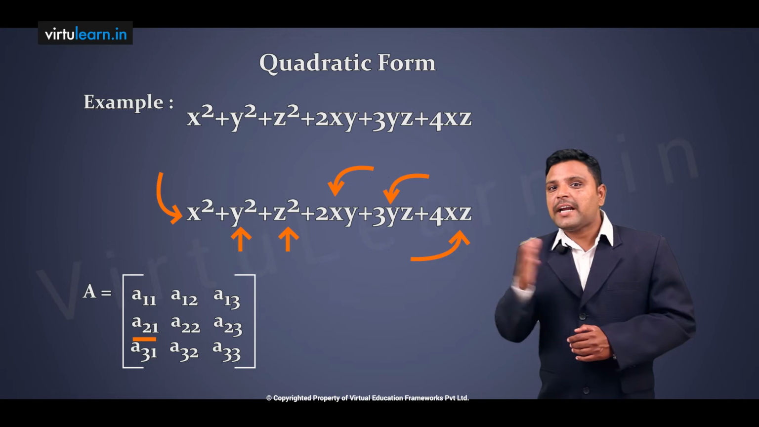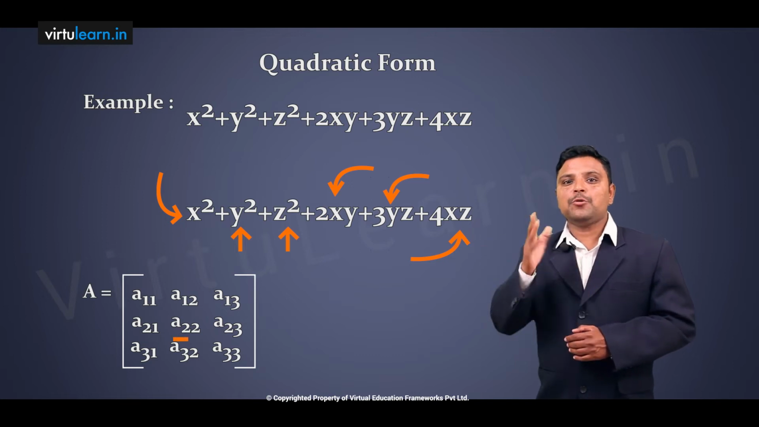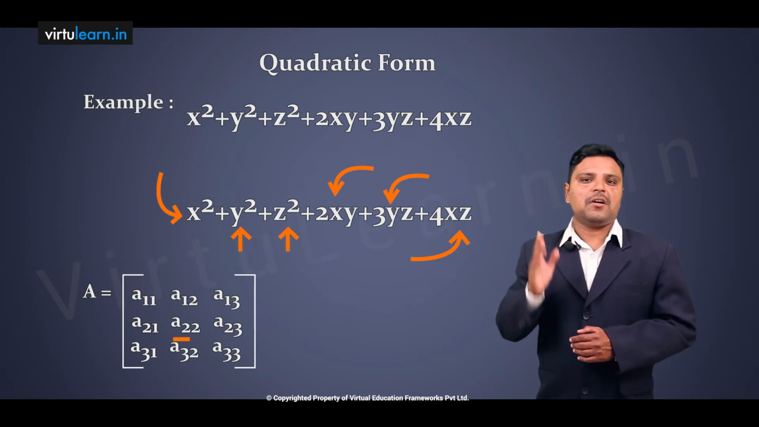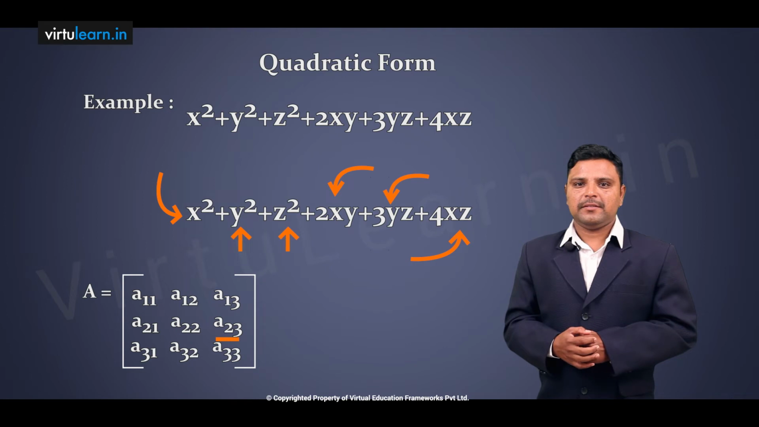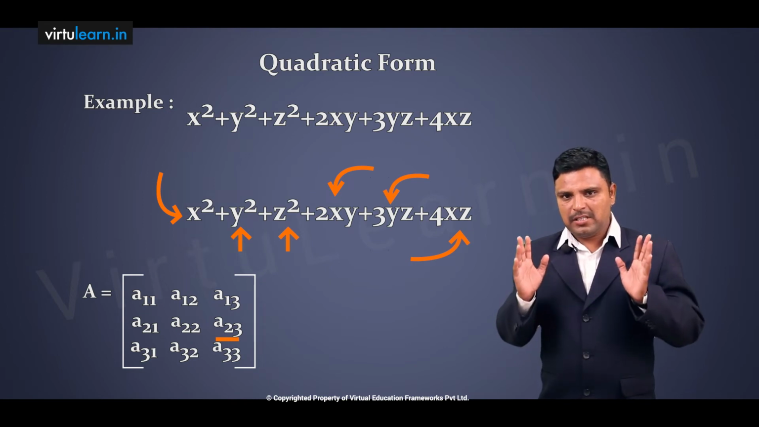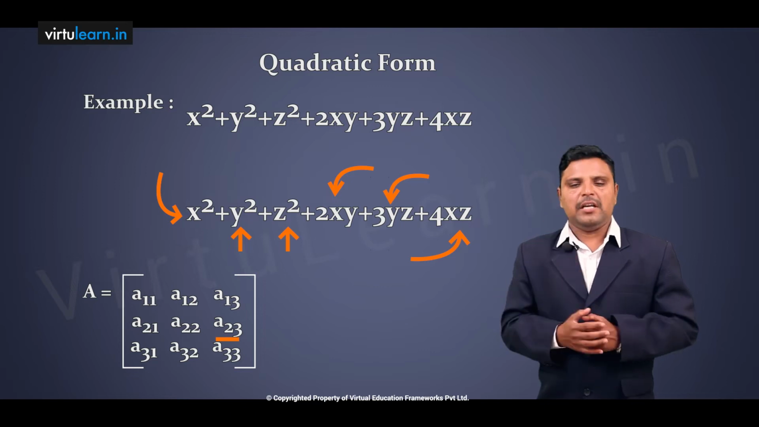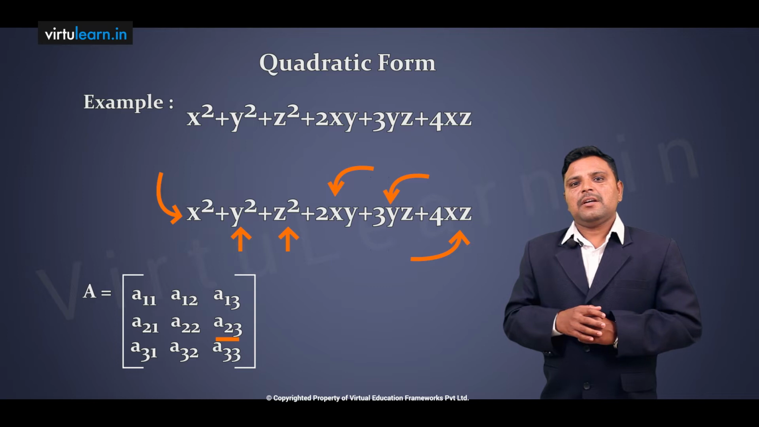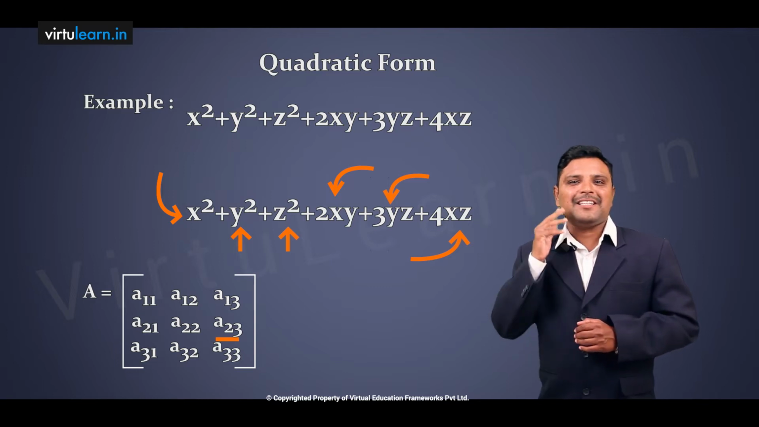A21 is second row first column, A22 is second row second column, A23 is second row third column element. This is the position of the elements of that matrix. Now 1 means x, 2 means y, 3 means z.